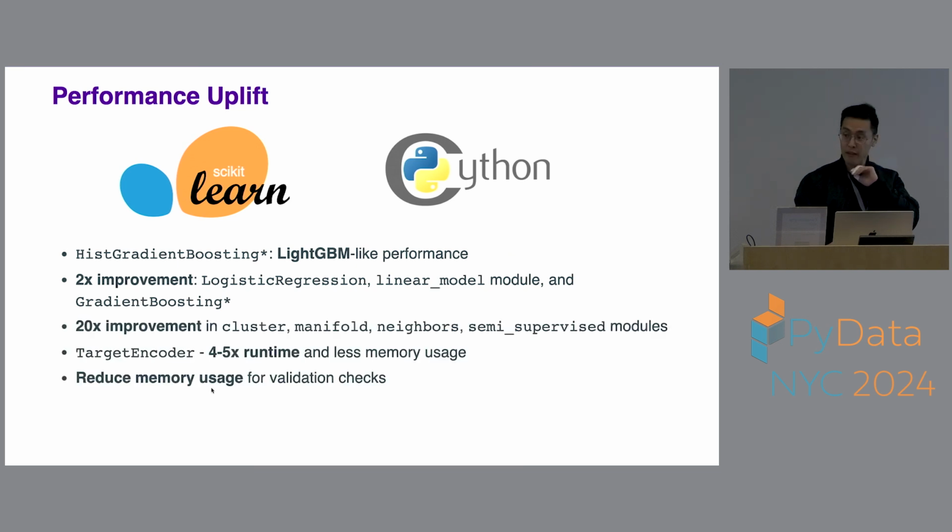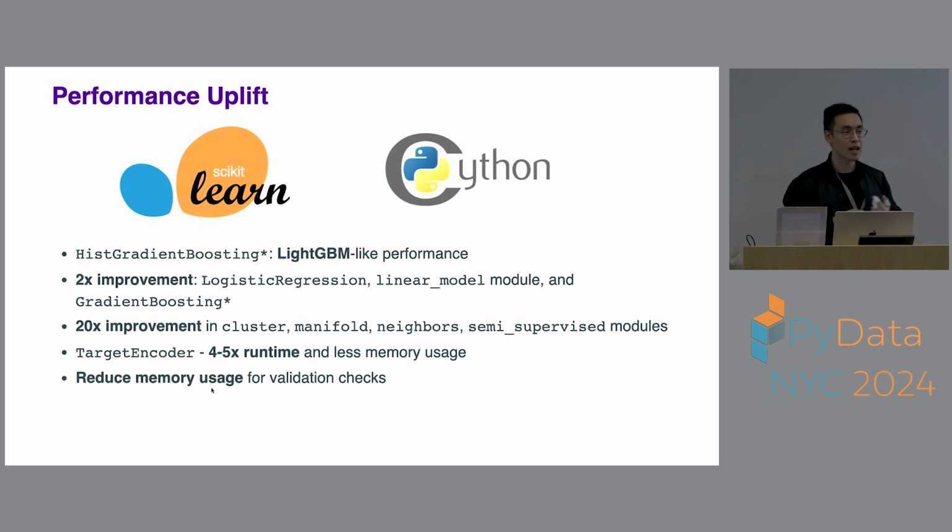Furthermore, we had around a 20x improvement in all of these modules because we Cythonized pairwise distance reductions. It's a thing you do when you have to compare points in a data set, and that happens in all these modules: cluster, manifold, neighbors, semi-supervised. When I first developed target encoder, it was in Python, and I was like, well, I could get this a little faster, so I rewrote it in Cython, which is around 150 lines of code. It was a 4 to 5 times runtime improvement compared to my Python version, and I also had less memory usage.